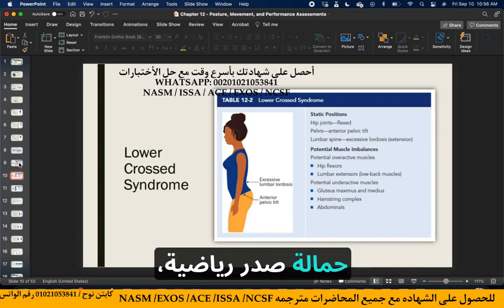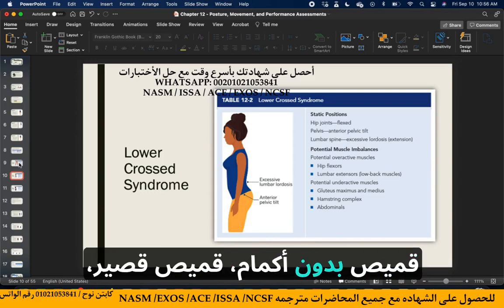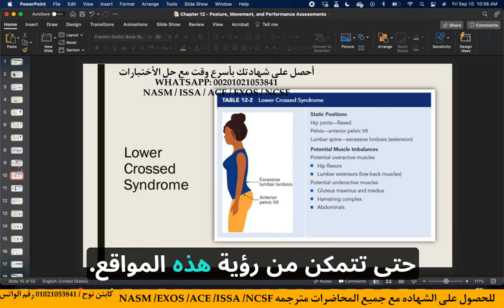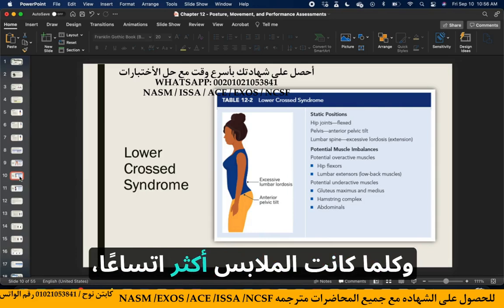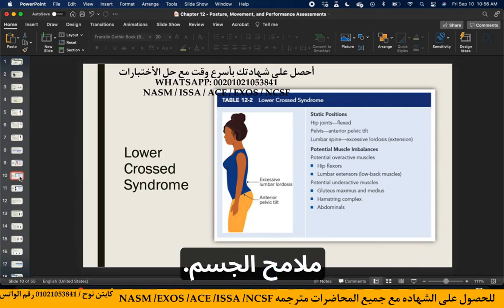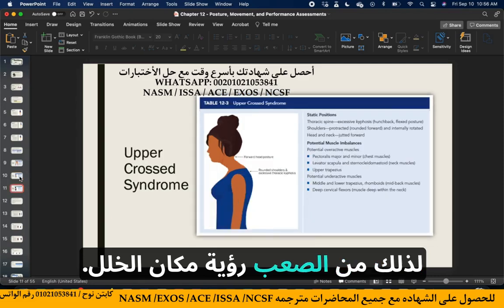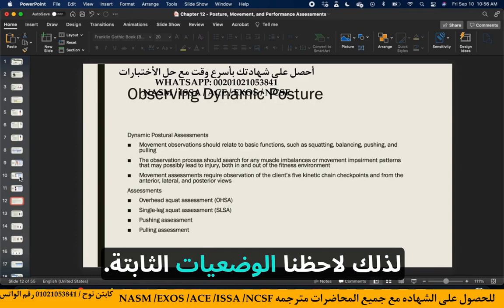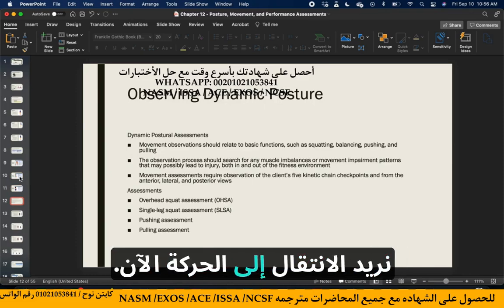Females, a sports bra, halter top, tank top, and then shorts also make a huge difference so that you can see these locations. And the more drapier they are, the harder it is to see the outline of the body, so it's harder to see where the dysfunction lies. So we observed static. We want to move into movement now.